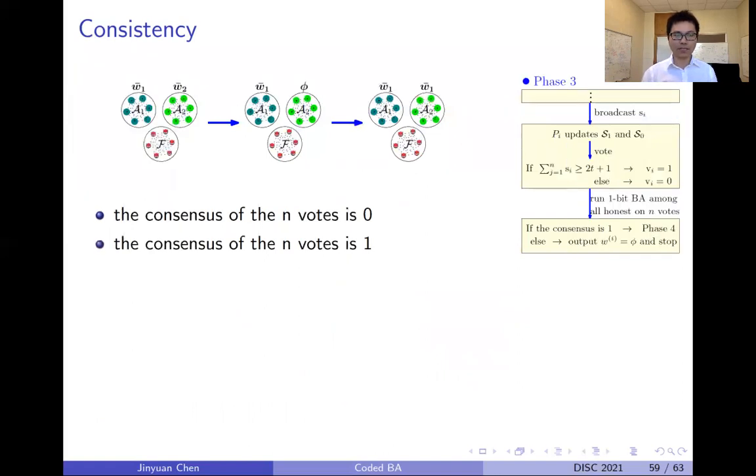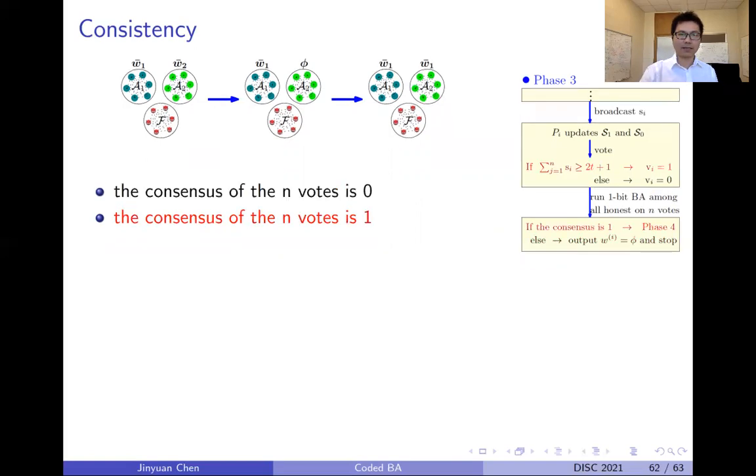The proof of the consistency takes place for each of the two cases. In the first case, the consensus of the n votes is 0. In this case, all honest processors output the consensus as the default value, so the consensus is consistent.